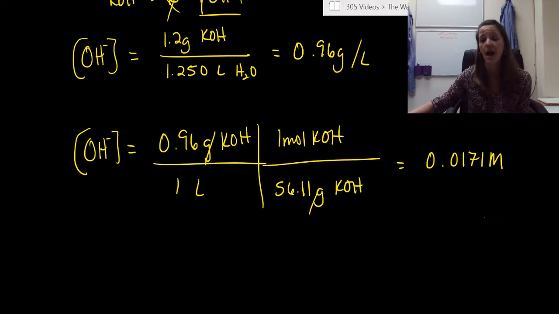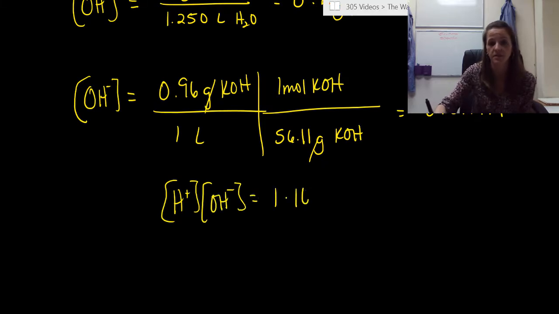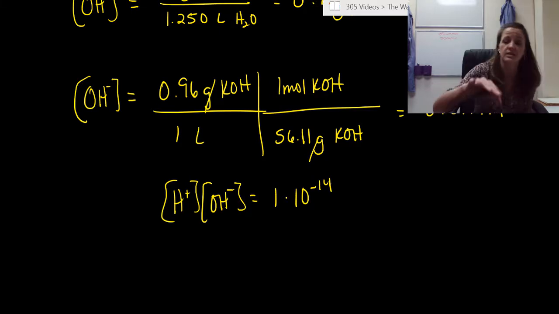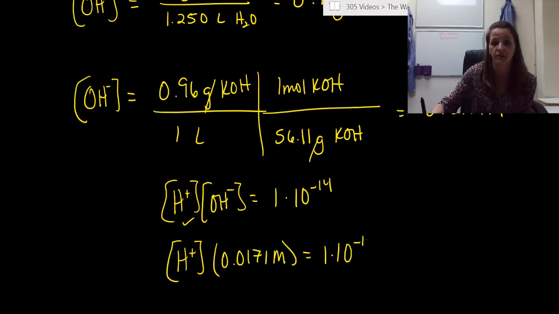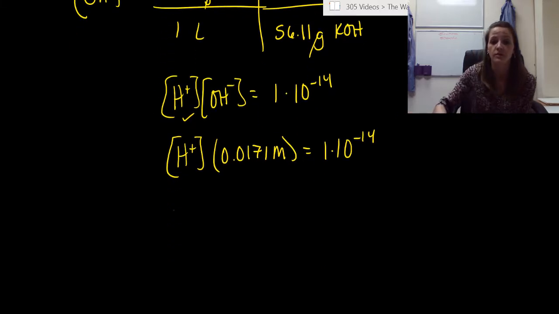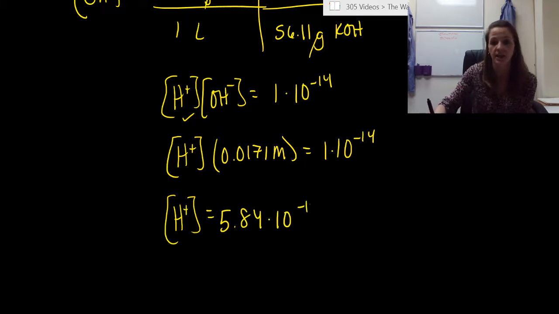Now we're ready to get started. Now we just have to use 2 different equations. So now we have H plus, we multiply that times OH minus, and we get our KW value, so 1 times 10 to the negative 14th. And now what we can do is just slip these values in and solve for our H plus concentration. So we're looking for our hydronium ion concentration. We know our OH minus concentration is 0.0171 molar, and that times H plus is equal to 1 times 10 to the negative 14th. Now, if you do this properly, you can solve for your hydronium ion concentration. So 1 times 10 to the negative 14th divided by 0.0171, and we get a value of 5.84 times 10 to the negative 13th molar.